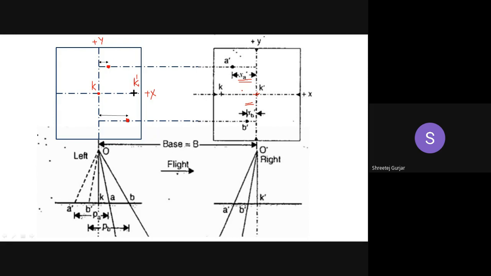One more important concept here. If you join these points, K and K dash, and you keep them in a straight line, this will be nothing but your flight line. If you join these two points like this and keep those two lines such that they are in a straight line, this will form your flight line. Important concept.